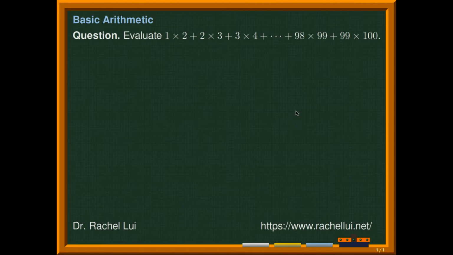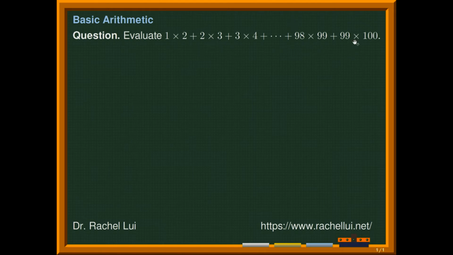In this example, we will evaluate 1 times 2 plus 2 times 3 plus 3 times 4 and so on, plus 98 times 99 plus 99 times 100. So this is what we call a series. A series is the sum of a sequence. So all these numbers here formed a sequence, and we add them up together.